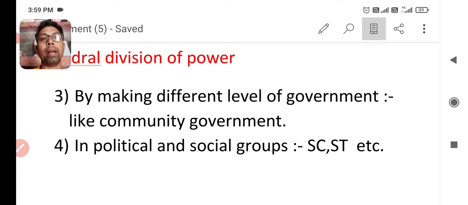I am going to revise it again. First, we learned what the thinking of ancient people was about power sharing, and next we learned about the different forms of power sharing. There are four major forms: first is horizontal power sharing, next is vertical power sharing, then making different levels of government, and sharing of power between political parties or social groups. I think you got all the points of today.